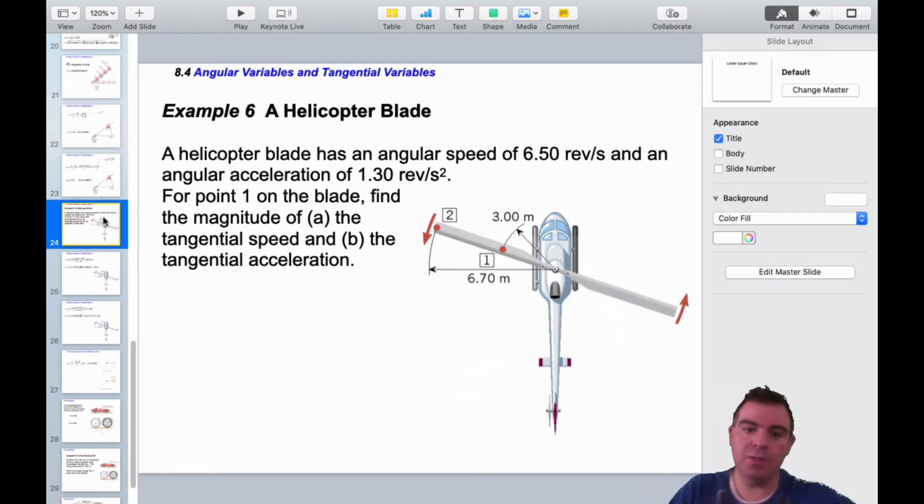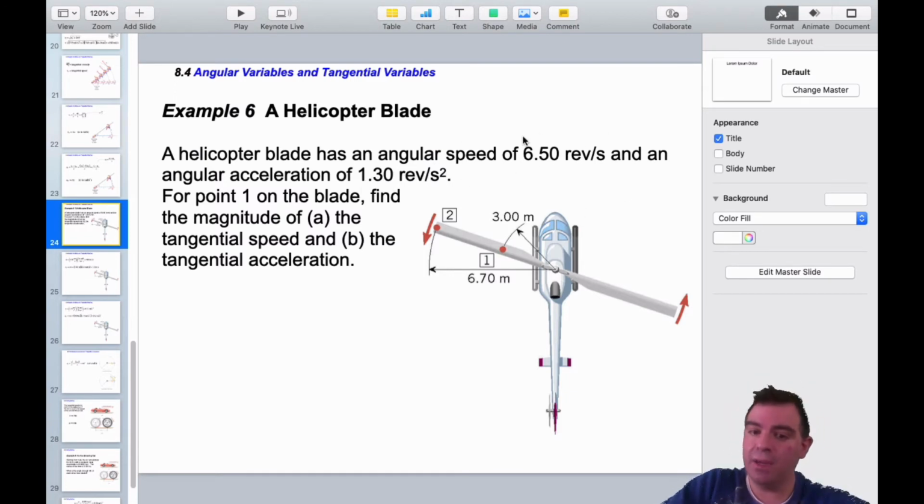In this case, we are given two different points, two different radii. The first point is 3 meters from the central blade that is rotating, and the second point right here is 6.7 meters away from the central point of rotation. The problem says a helicopter blade has an angular speed of 6.5 revolutions per second and an angular acceleration of 1.3 revolutions per second squared.